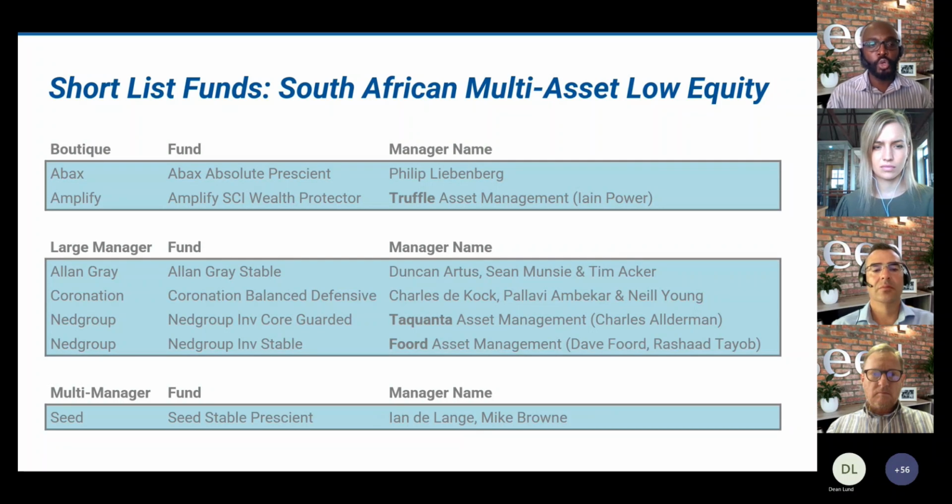We've also got your normal large managers there. So we've got the Alan Gray Stable Fund, your Coronation Balanced Defensive, and two Net Group funds there. Also, as you would be aware, Net Group outsources the management of those funds. So on the local side, we've got the Net Group Investment Core Guided Fund, which is managed by Taquanta Asset Management. And then we've also got the Net Group Investment Stable Fund that is outsourced to Ford Asset Management.